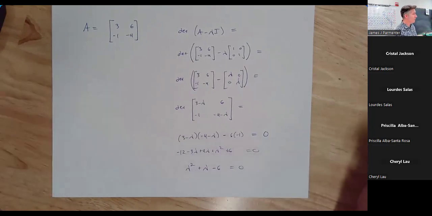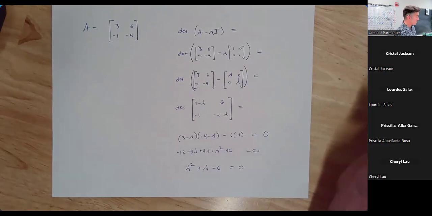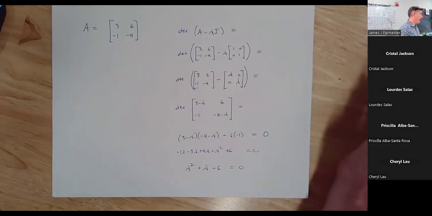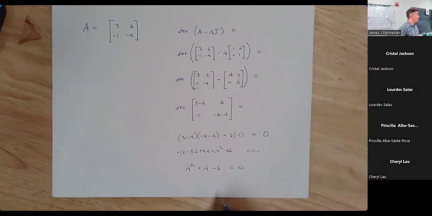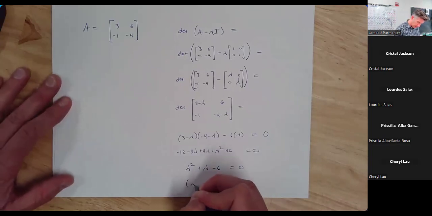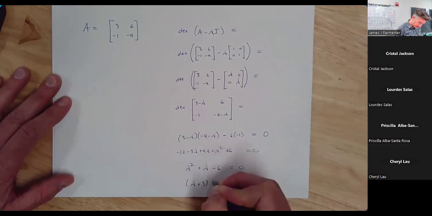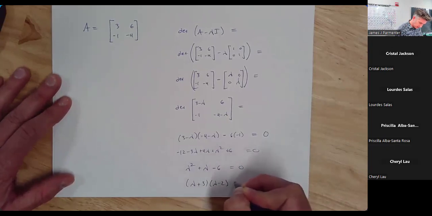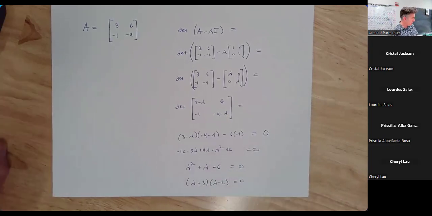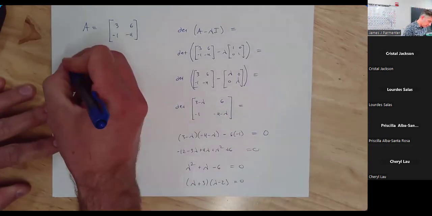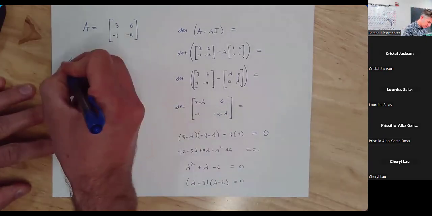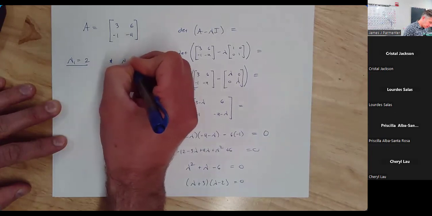Much of the time, this will factor. But if it doesn't factor, then you do need to use the quadratic formula. And that will happen in 17C for sure. It might happen in this class as well, but definitely in 17C, when you find eigenvalues, sometimes they're going to be not nice. So factoring here, we get (lambda plus 3) times (lambda minus 2) equal to 0. So the eigenvalues are, in no particular order, lambda 1 equal to +2, and lambda 2 equal to -3.